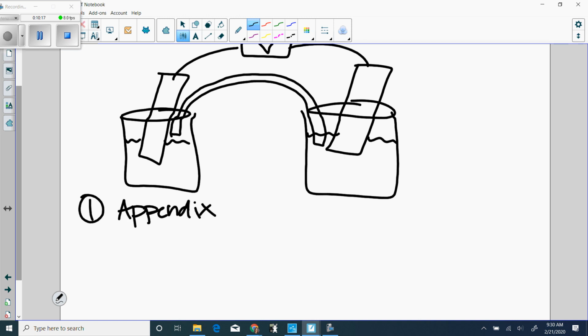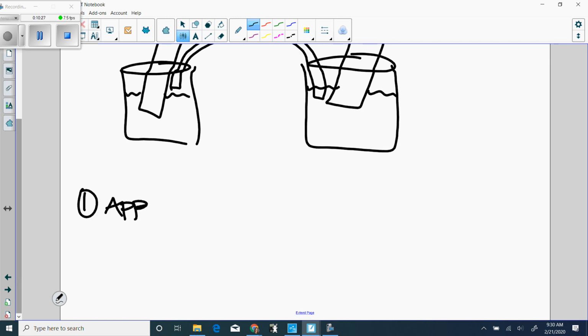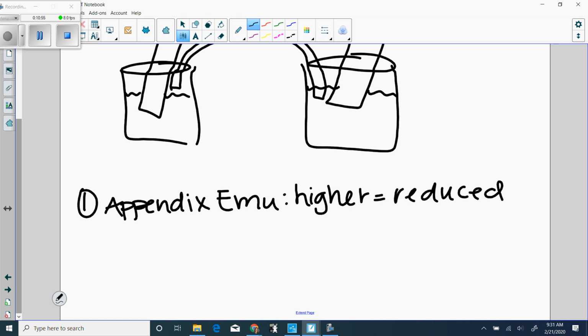Okay, the first thing, I did that last summer. Don't write it so close to your picture. We gotta write something right there. Skip a little bit. The first thing is we're gonna use Appendix Emu to determine what is being reduced. So if you look at Appendix Emu, the title is Standard Reduction Potential. That means these are reduction numbers. The higher the number means that in the redox reaction, it's the reduced side. So it's the side that goes down. It's the side that goes from the plus charge back down to the zero.